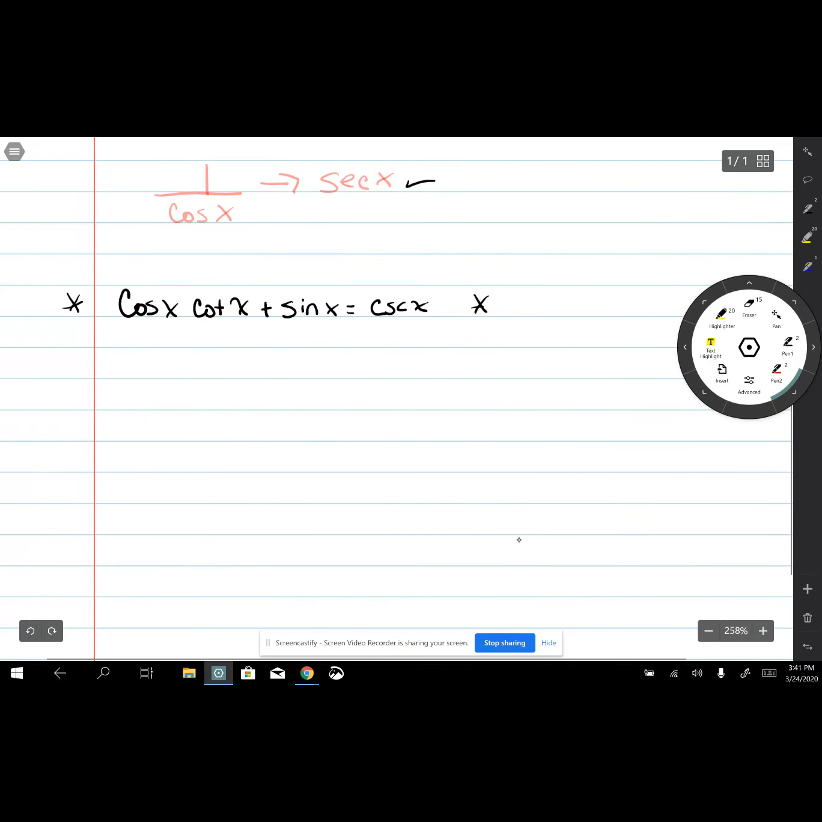So here we go. We need to make sure that we put everything in terms of sine and cosine, which is what I did here.